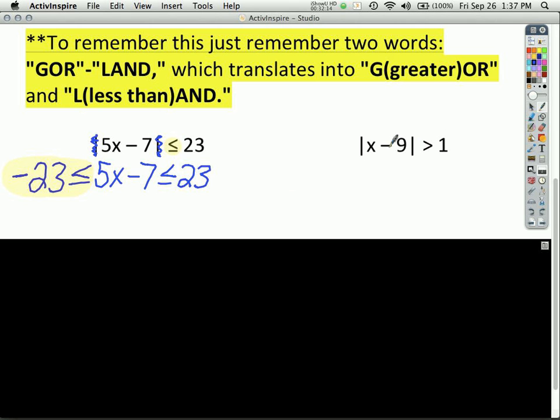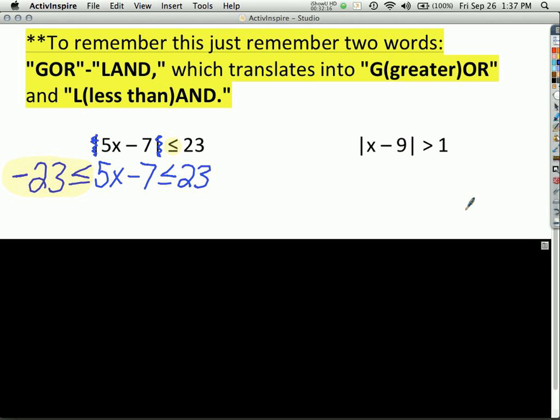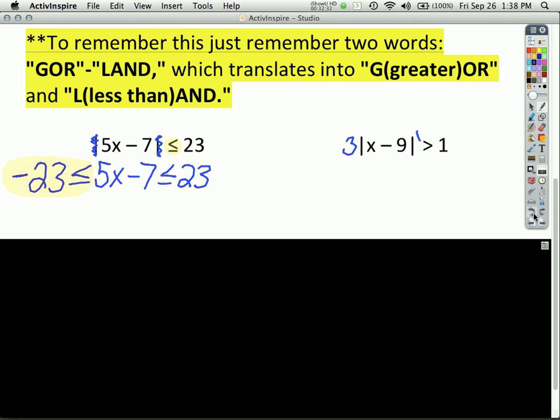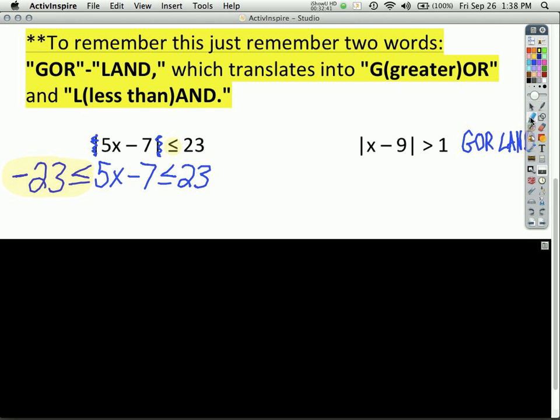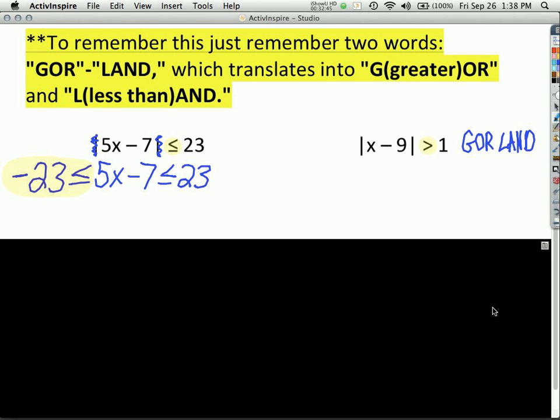The absolute value of x minus 9 is greater than 1. Again, the absolute value is isolated already. If it wasn't, we would have something like this. But we don't. So we know it's isolated already, which means we're ready for Gourland. And that's based on the symbol. So let's look at the symbol.